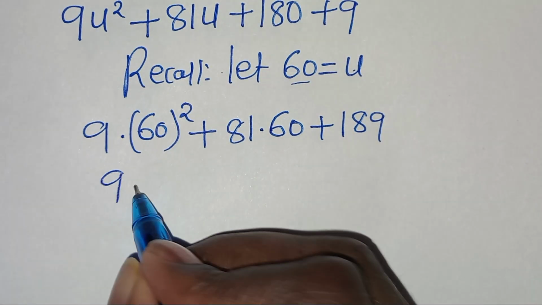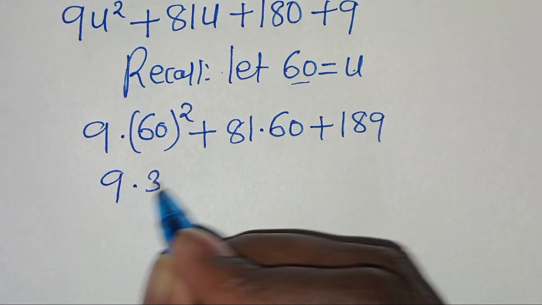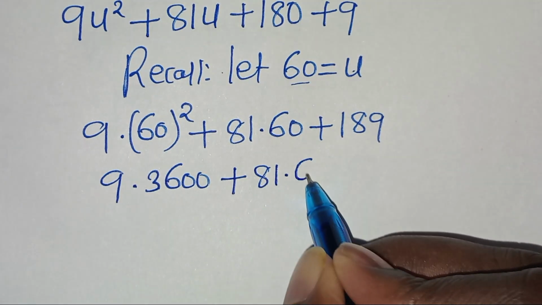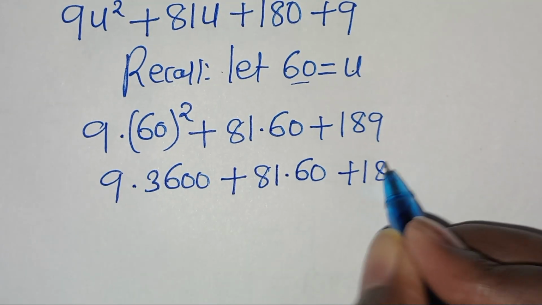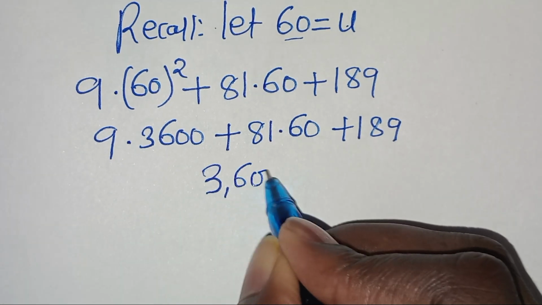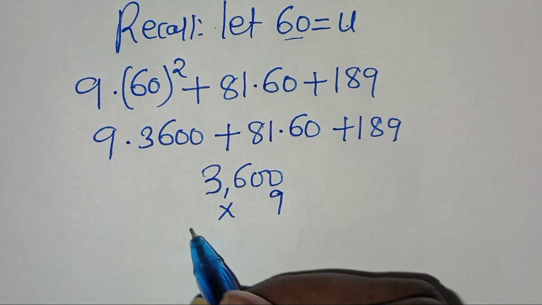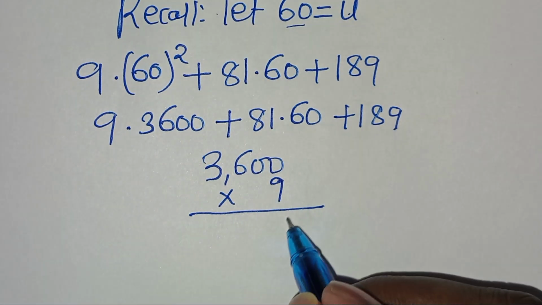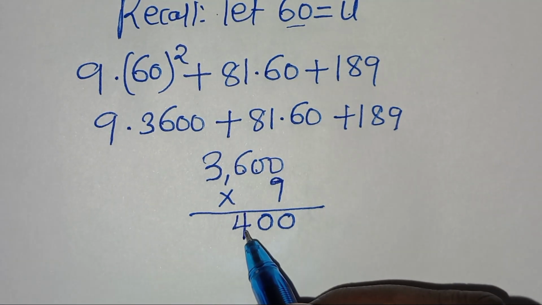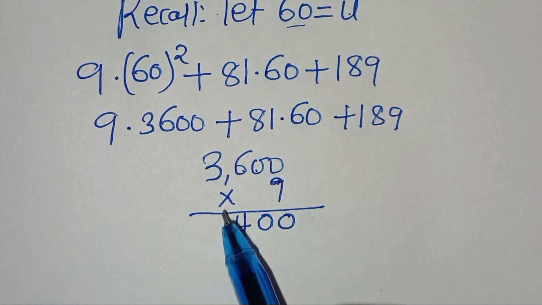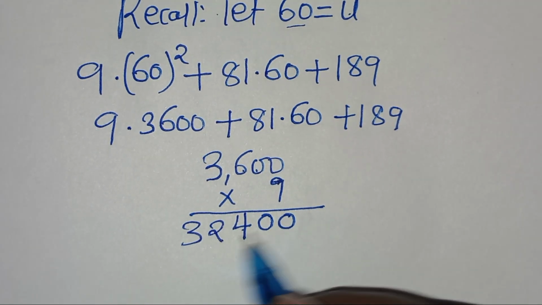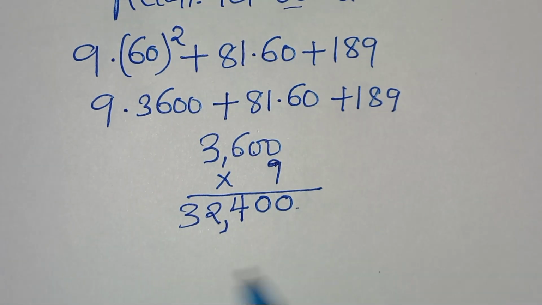So this is 9 times 60 squared, this is 3600, then plus 81 times 60 plus 189. So we have 3600 multiplying by 9. This is 0 times 9, this is 0. Here we also have 0. 9 times 6, this is 54, so we have 4, carry 5. Then 9 times 3, this is 27 plus 5, this is 32. So we have 32,400.